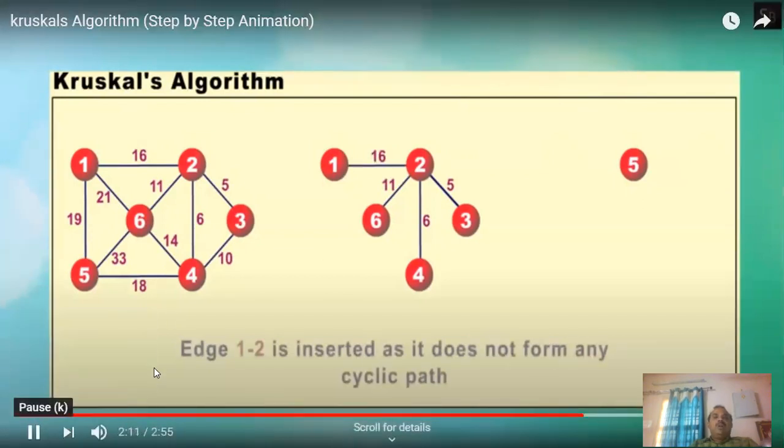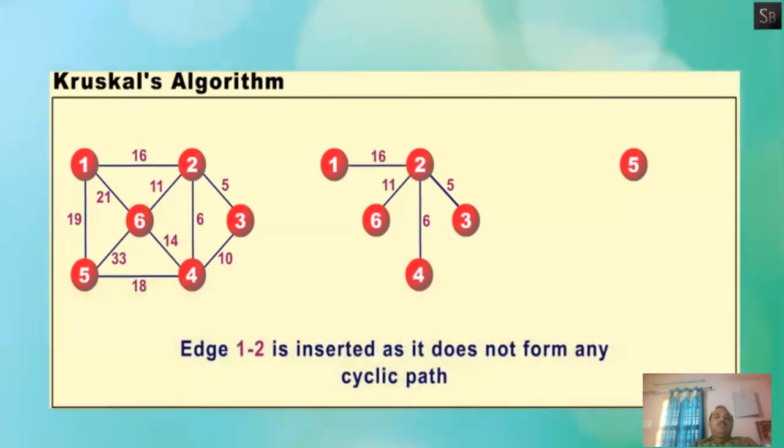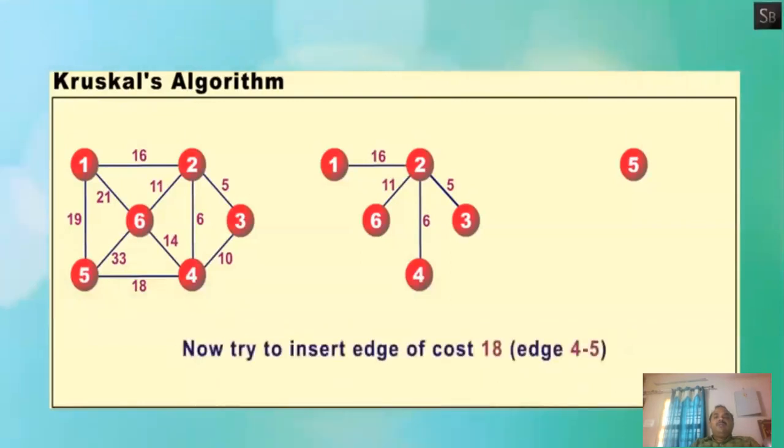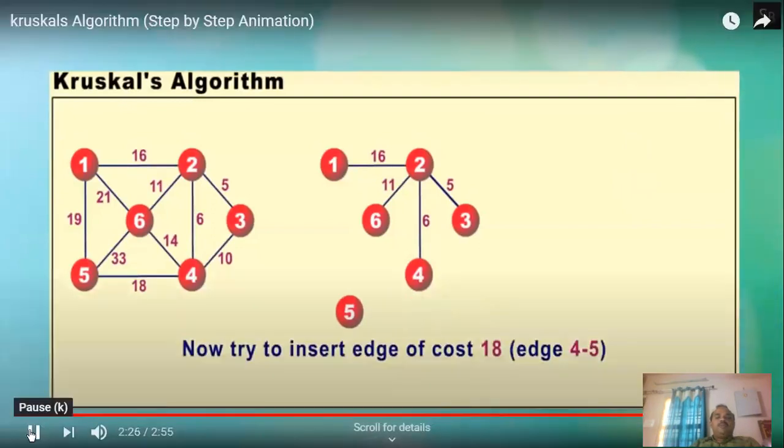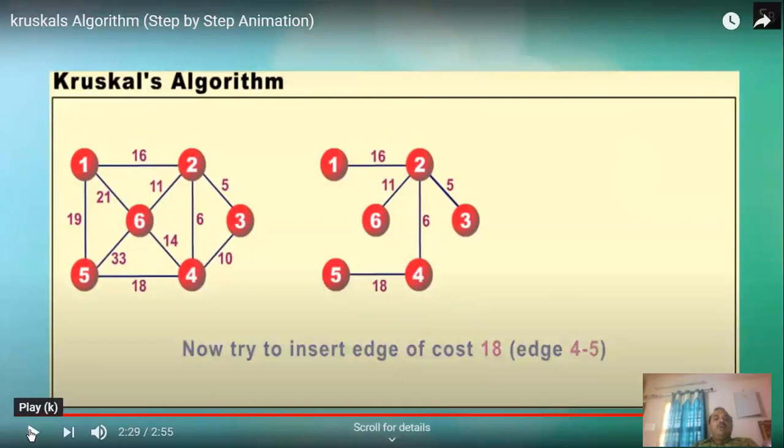All the edges are visited and nodes are visited. One node remains, then 4 to 5, cost 18. Yes, 4 to 5. Clear? Are there any more edges? No. So the edges are 5, 6, 11, 16, 18 in increasing order. So I repeat the same.